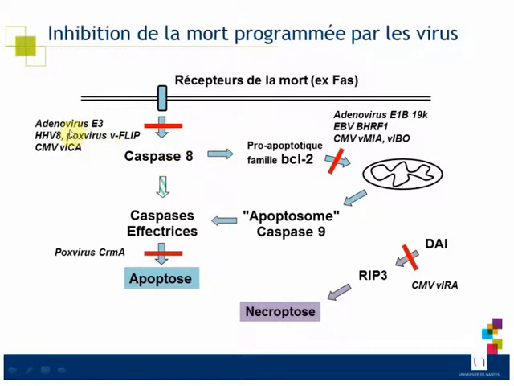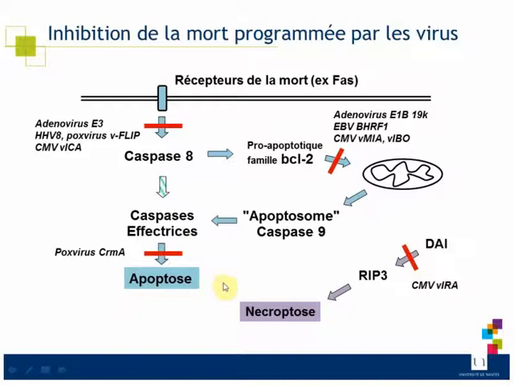So the adenovirus, pox virus, cytomegalovirus. Many different viruses will inhibit the mitochondrial pathway of apoptosis. This is Epstein-Barr virus, this is cytomegalovirus, adenovirus again. And pox viruses can inhibit the effector caspases.